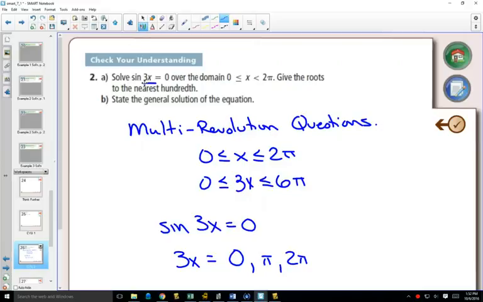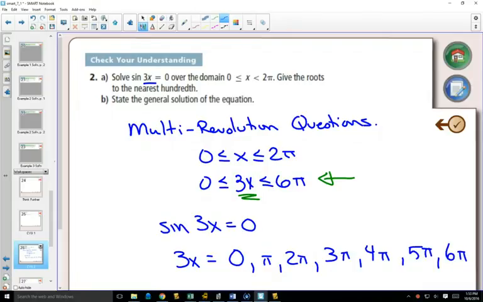But this is where our multi-revolution comes in. If we're solving for 3x, we have to look between 0 and 6 pi. So are these all the answers? No. We would have 0, pi, 2 pi. That would only be the first time around. The second time around, you would also have 3 pi and 4 pi. And the third time around, you would have 5 pi and 6 pi. That would be 3 times around.